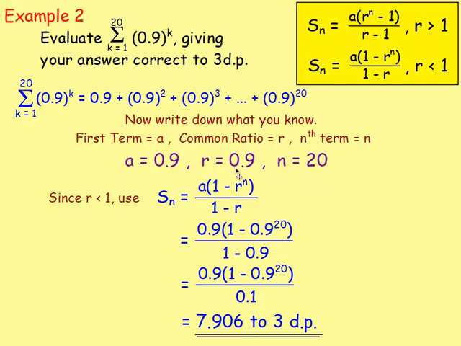Since r is less than 1 this time, you're using this formula at the bottom. And you would then have a bracket 1 minus r to the power of n over 1 minus r, replace a, r, and n, and you'll get your answer. Just make sure if you're asked to give it to 3 decimal places that you do that, and you'll get a pat on the back.